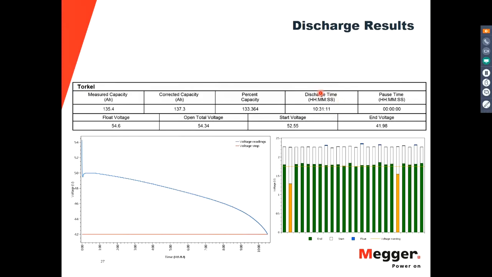You can also see the total duration of the discharge and any pause time. If the test was interrupted or there was any pause during the test, it will show there, and you will see that also in the graph. We have some examples, or one example, later on.